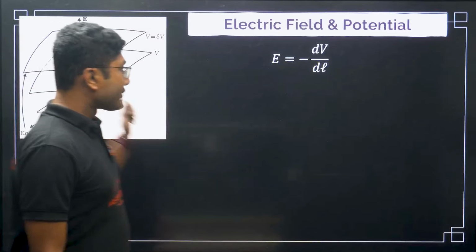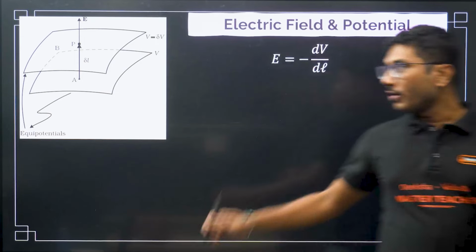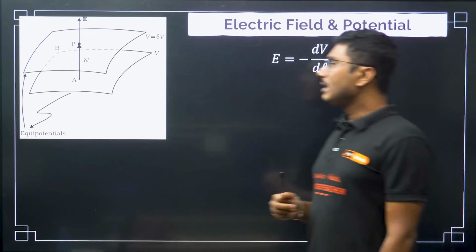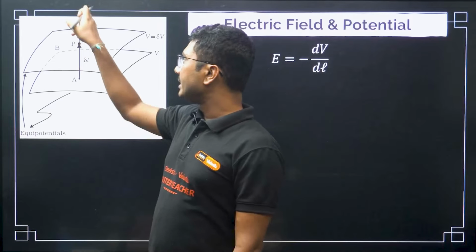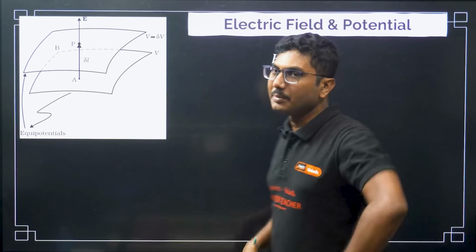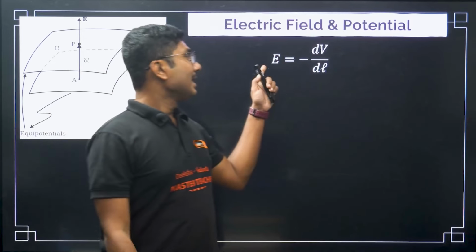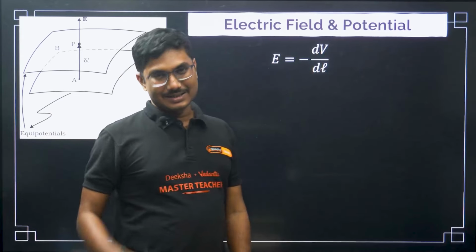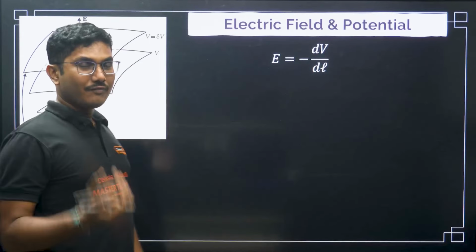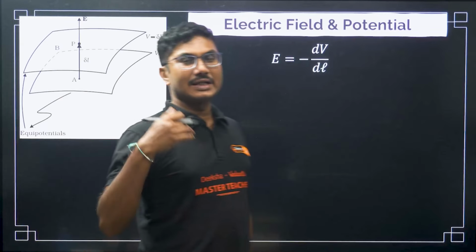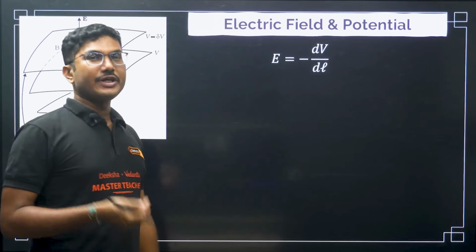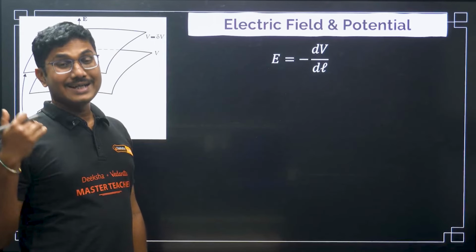Now, relationship between electric field and potential, a very important derivation as well. E equals minus dV by dl. So, here it is electric field, and the negative sign represents that as electric field increases, V decreases. The direction of E is in the direction of decreasing V.